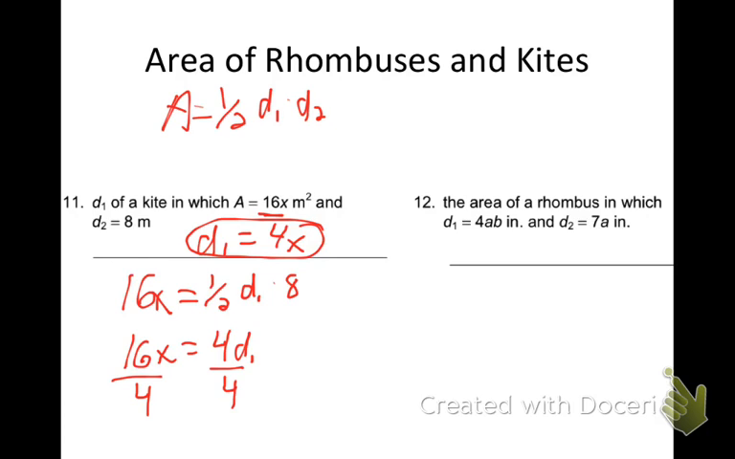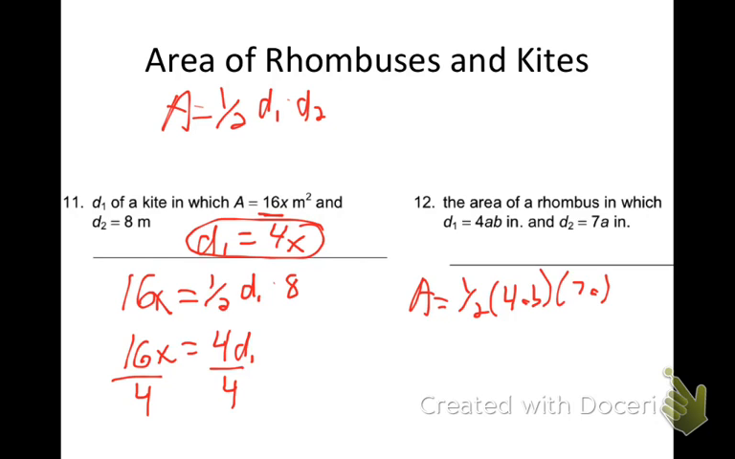Take a couple seconds and try number 12. It wants you to find the area. You can do it. It's going to be an algebraic expression. All right, moment of truth here. Area of a rhombus in which D1 is 4AB and D2 is 7A. If you plugged it into the formula, what should it look like? Martina, what's it look like when you plug it in? A equals 1/2 times 4AB times 7A. Yeah. So I need to multiply them.